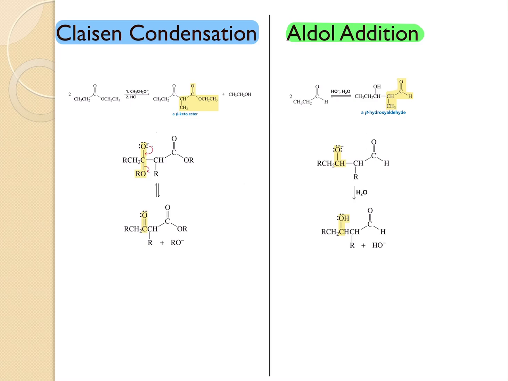Here in Claisen, two molecules of esters will react, but in aldol addition, it's going to be either two molecules of aldehydes or two molecules of ketones.